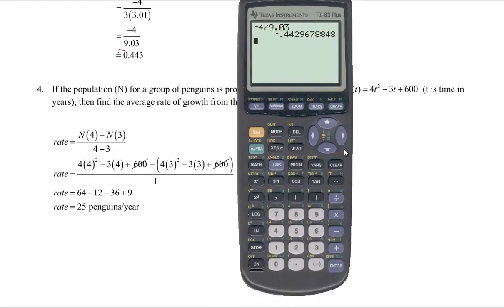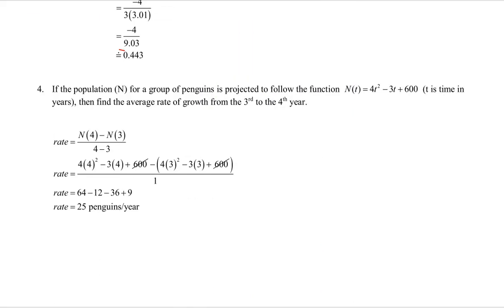Let's just do this to verify that this is correct. So 64 minus 12 minus 36 plus 9 works out to 25, and it's a rate. Make sure in an application you put the units. The population is the number of penguins, and time is in years, so it would be 25 penguins per year. The population from the 3rd to the 4th year is growing at a rate of 25 penguins per year.